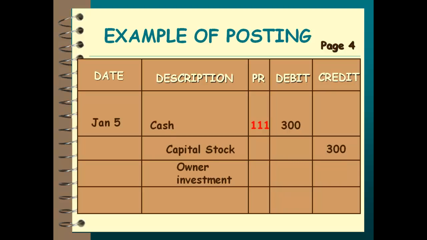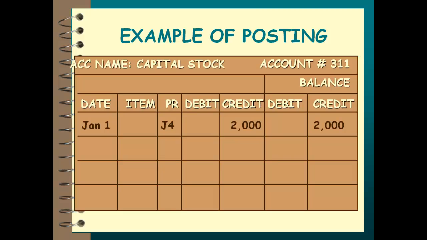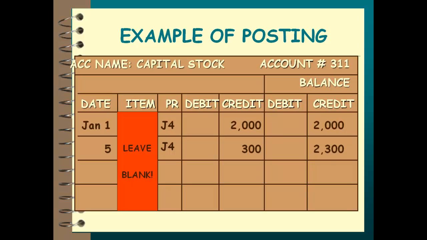Credit capital stock, $300. Again, I think that's the fourth one down on your page there. Credit balance, credit entry. Same side or opposite side? Same. Add or subtract? Add. My credit balance then gets bigger. After I posted that, again, that went to account 311.